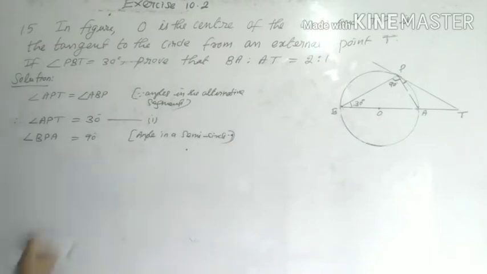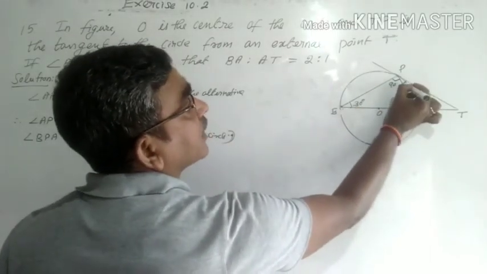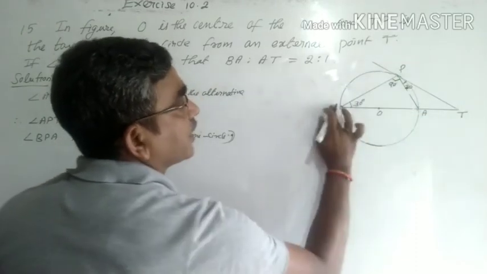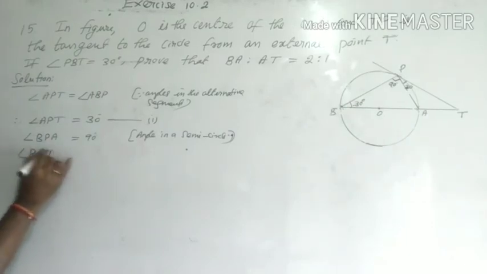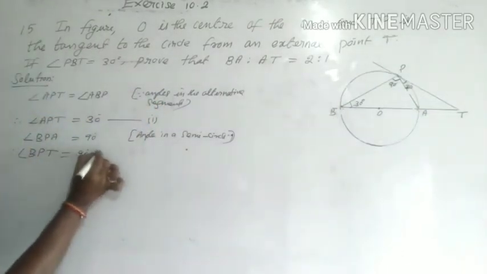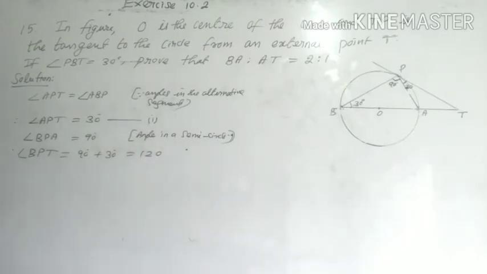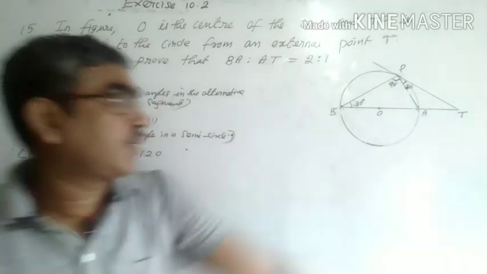Okay. If we know this angle is 90, and this angle we got is 30 degree, so the total angle, how much comes here, you can see now. Therefore, angle BPT is equal to 90 plus 30. All together must be 120 degree. So this angle is 30, this angle together is 120.